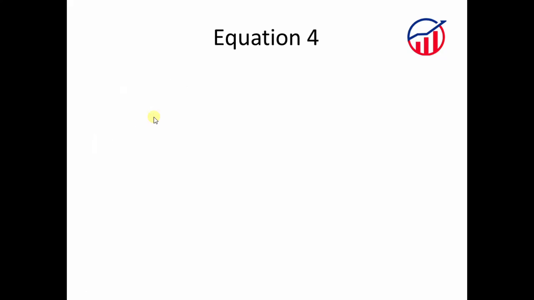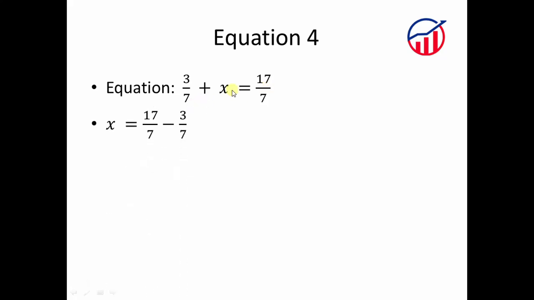Then equation 4 over here. The equation is 3 upon 7 plus x is 17 upon 7. So what you're going to do, you're going to transpose this over here. You leave the variables on the LHS and move the constants to the other side. So you leave x over here and transfer 3 upon 7 over here. It's 17 upon 7 minus 3 upon 7. So when it moves over here, its sign is going to change. And then you solve it. This is going to be straightforward. 7 is the common denominator, so it's going to be 17 minus 3 is 14. So you'll have x is equal to 2.